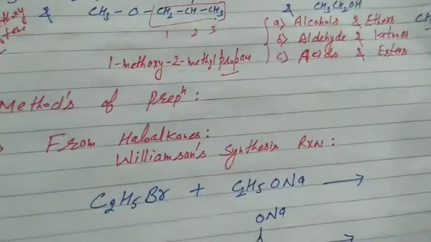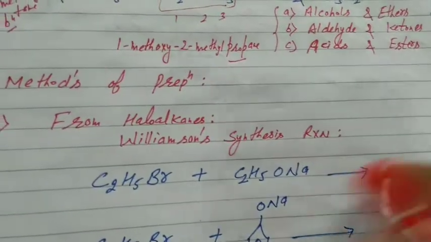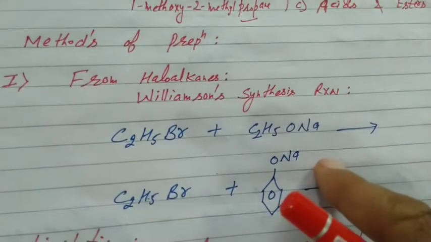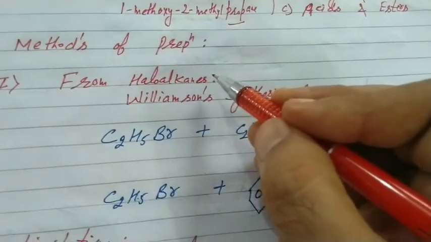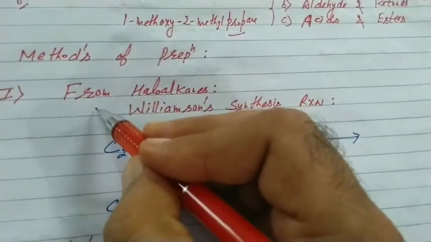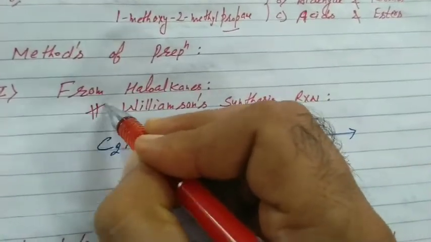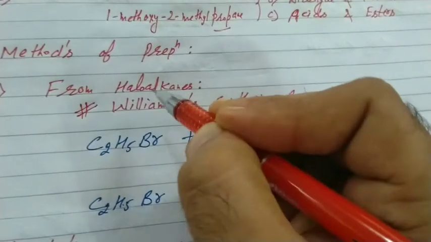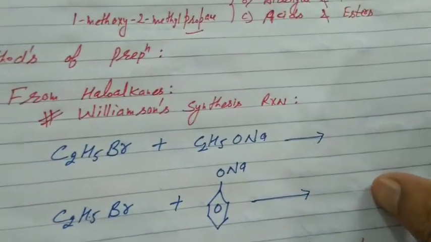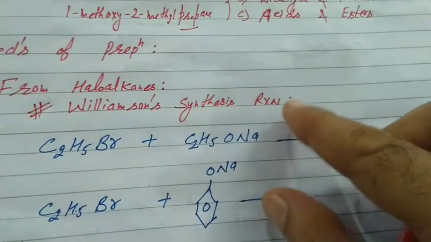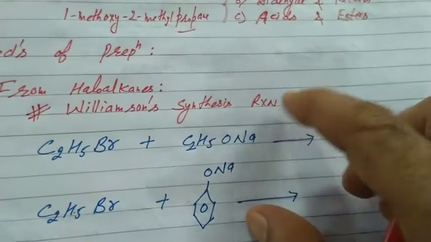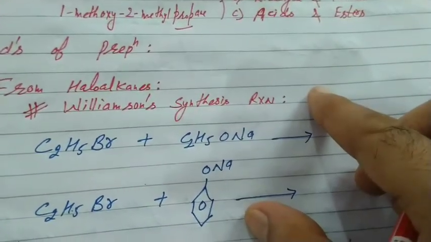After isomerism, students, next important: methods of preparation. Methods of preparation. Number 1, from haloalkanes, that is RX. And its naming reaction we call Williamson synthesis reaction. Already we have discussed in haloalkanes. Williamson synthesis reaction. Students, in this reaction both simple and mixed ethers, aliphatic and aromatic ethers are prepared.